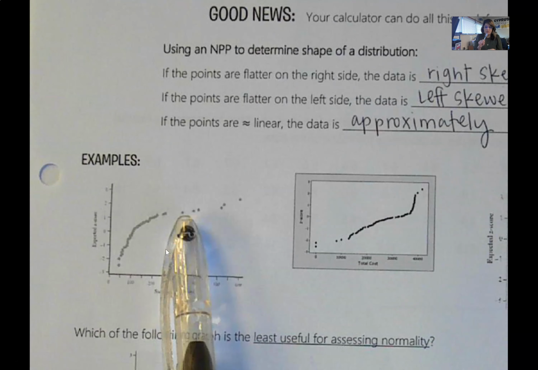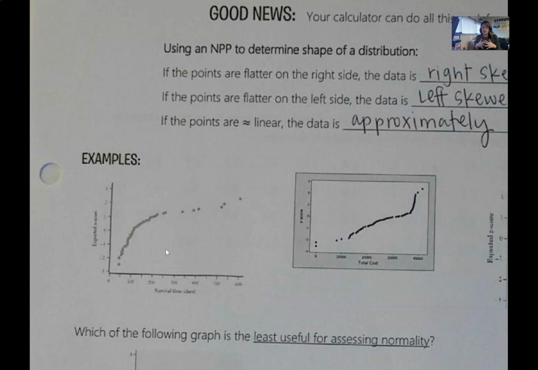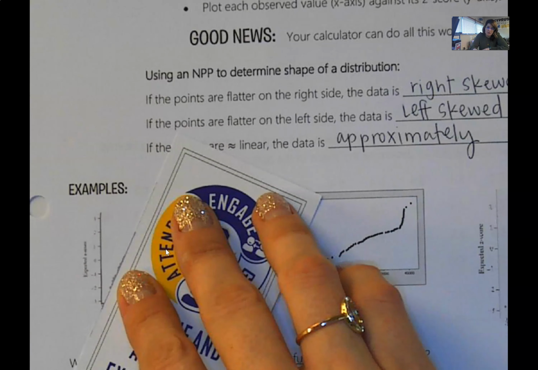Let's look at this first normal probability plot. You want to look at where the points flatten out. When we say flat, we're referring to them being horizontal. We have two parts to this graph. We have this part of the graph that is very steep, and then we have this part of the graph that is much less steep. I'm going to mark the flatter part, using a random card that I have laying around.